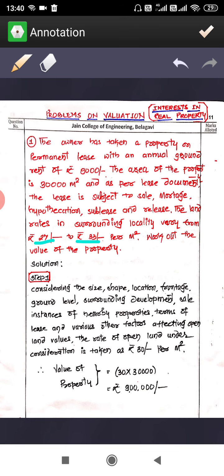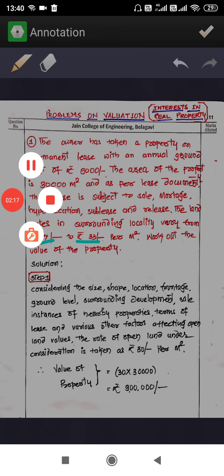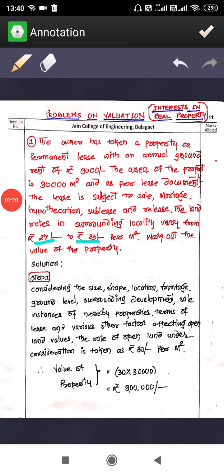So the first step says that considering the size and shape, location, frontage, ground level, surrounding developments, the sale instances of nearby properties, the term of the lease and various other factors affecting open land values, the rate of open land under consideration is taken as 30 rupees per meter square. As I said, I have taken the average of 27 and 33. If a single rate is given in the problem, you can take that rate. If they have given a range of rates, you just take the average of that and go with it.